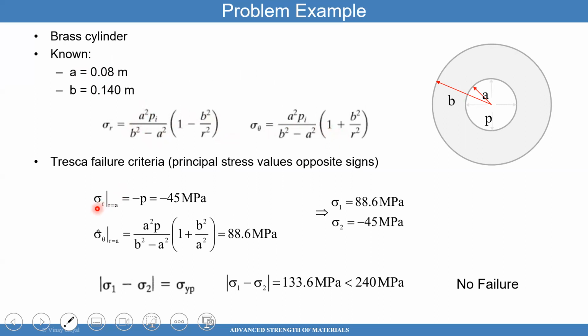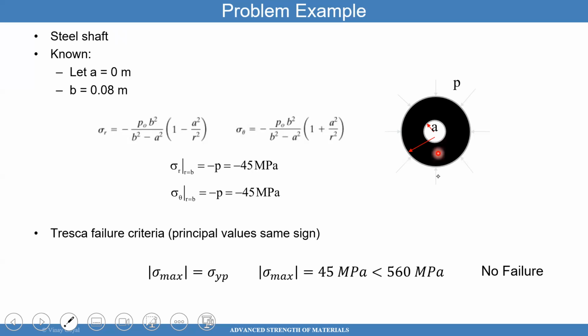And you find that sigma r at r equals a, which is right here at this boundary, is minus 45. And that's a radial stress in the radial direction. Sigma theta, though, is in the hoop direction, and you find 88.6. So the principal stresses are just 88.6, and then sigma 2 is minus 45. So the max shear value then becomes 88.6 minus minus 45, which is 133.6. That's lower than 240, so no failure is predicted.